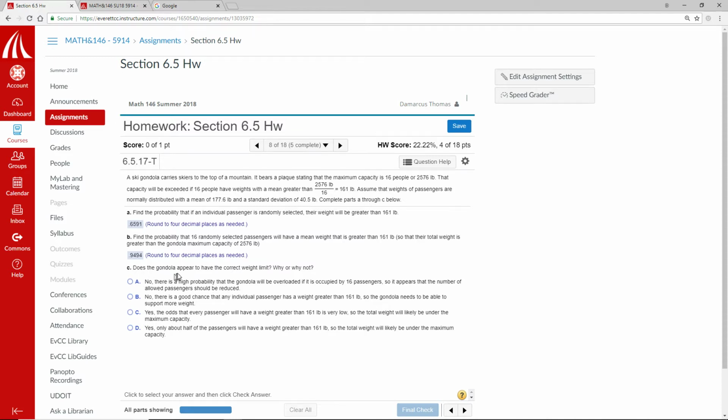Does the gondola appear to have the correct weight limit? I don't think it does. And the reason is, well, does it say you cannot exceed 16 people? But what if there is 16 people? So with 16 people, actually you could say yes, it will, just because it's almost 95%.